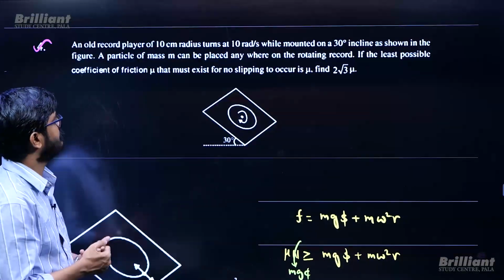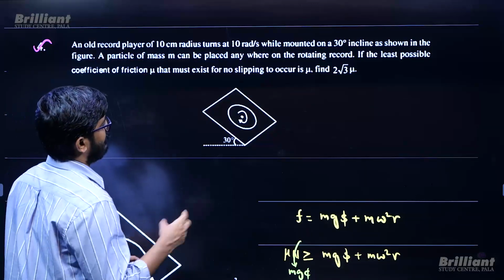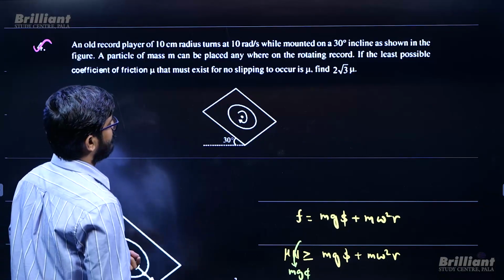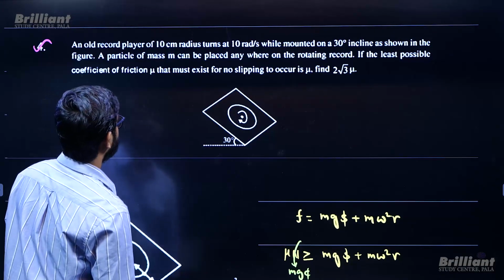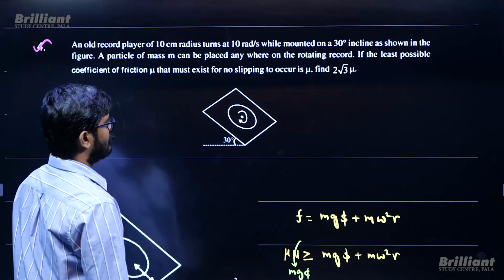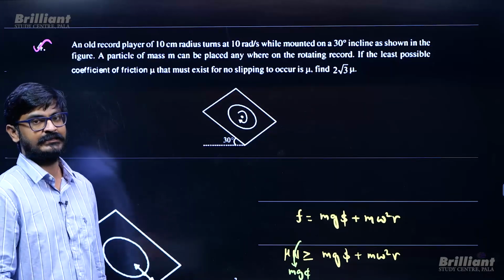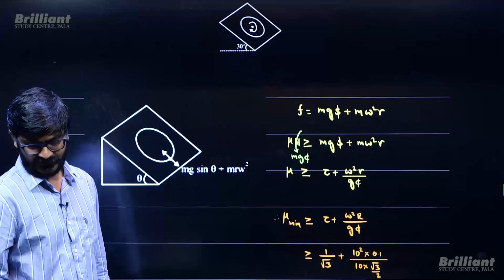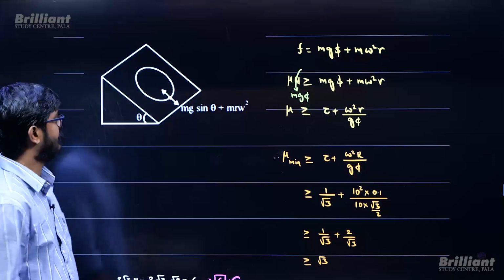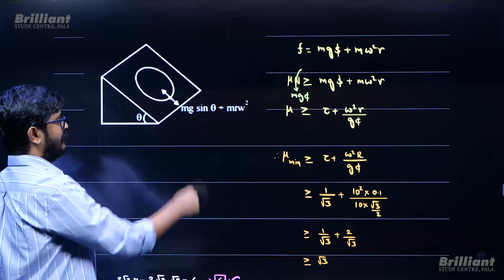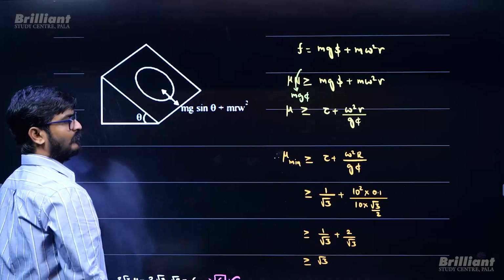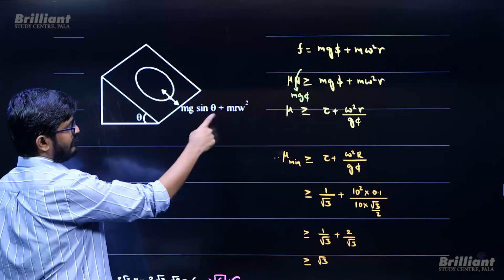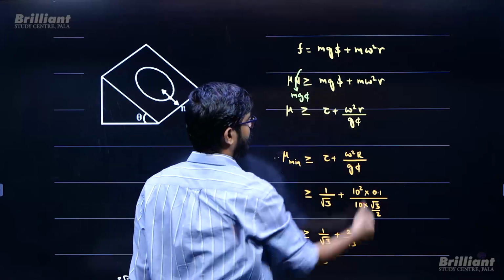A record player of 10 centimeter radius turns at 10 radians per second while mounted at an angle of 30 degrees inclined. A particle of mass m can be placed anywhere on the rotating record. If the least possible coefficient of friction is mu that must exist for no slipping, we need to see where the friction needed is maximum, and we should be able to support that particular point. When you understand that, then if you take any particular radius r, you will understand that the bottommost point is going to need more friction, because at this point, friction minus mg sin theta equals m omega square r, that is, friction equals mg sin theta plus m omega square r.